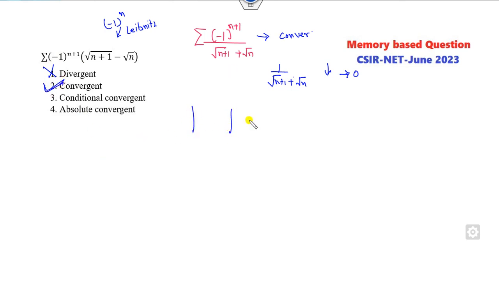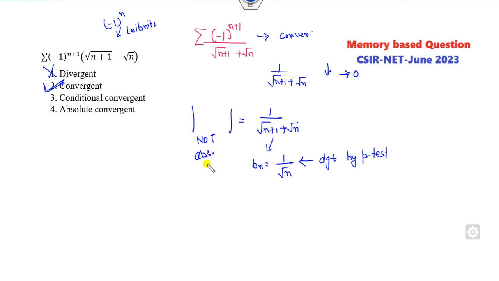If you take the modulus value, it is less than this. Clearly, when you take the number as 1 by root n, this is divergent by the p test. So what is the meaning of that? It is not absolutely convergent. So the fourth option is cancelled.